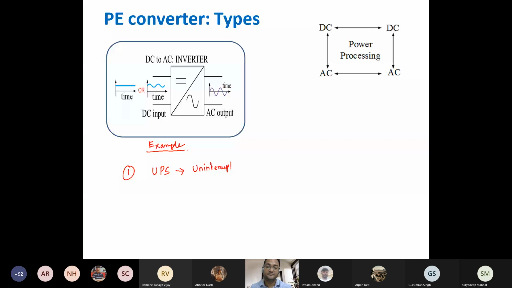So basically, from AC, you charge the battery, right? When power is there in your grid. And then when the grid is not available during load shedding or something, you convert that back into AC to give to your load, right? So that is an example. Extremely good. Anything else?